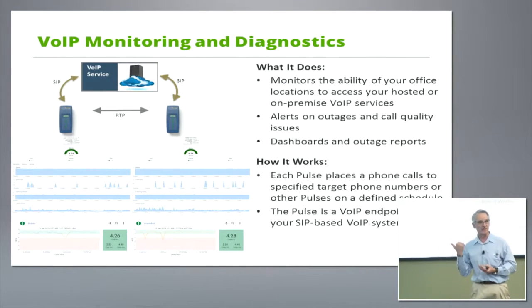We've got alerts that come out on outages or quality problems with the VoIP, and then similar dashboards to what Brandon was showing you that give you the high-level view of the service, of the entire enterprise, and then the drill downs into specific metrics. So the pulses are set up. They're calling each other. They can also call phone numbers. So not just restricted to pulse.